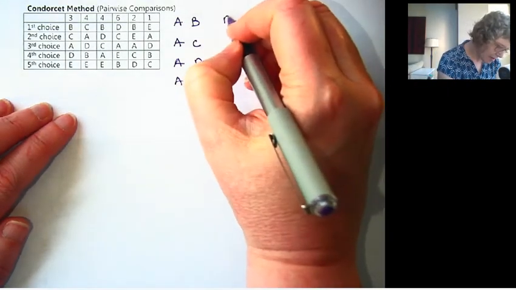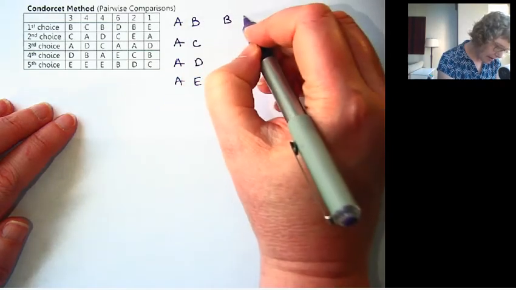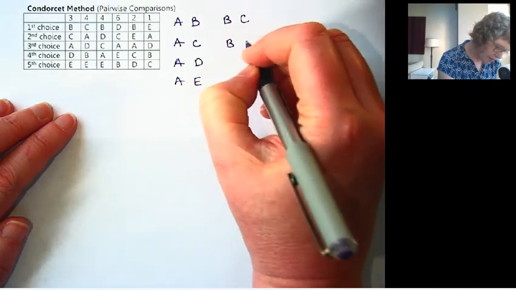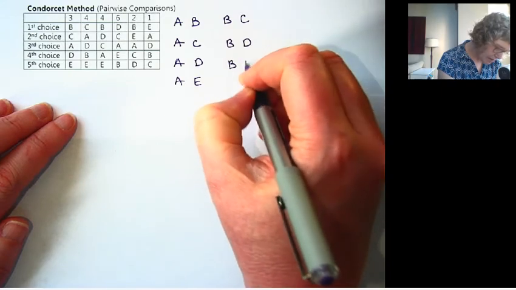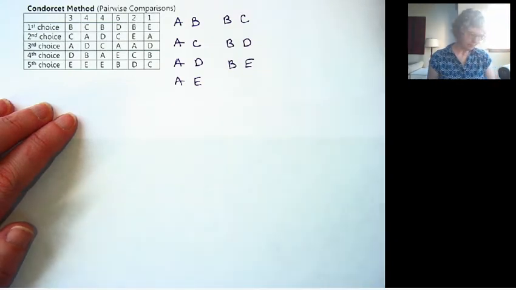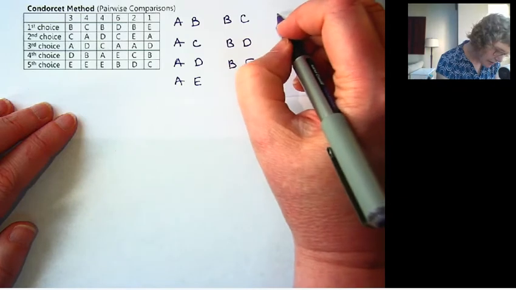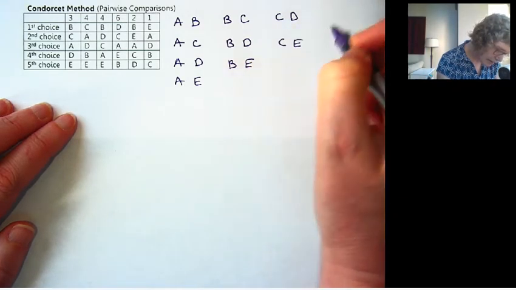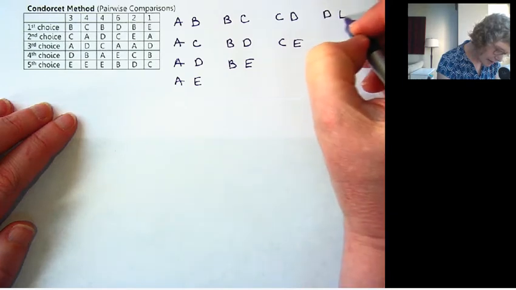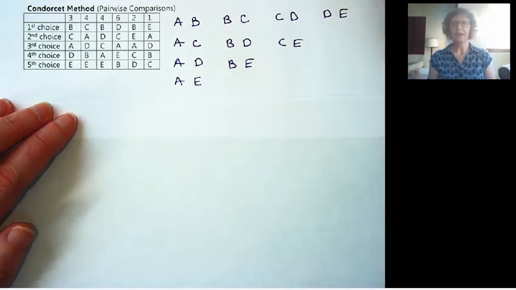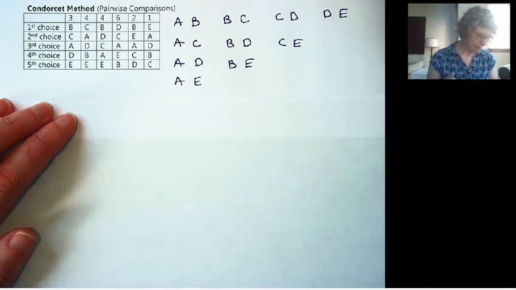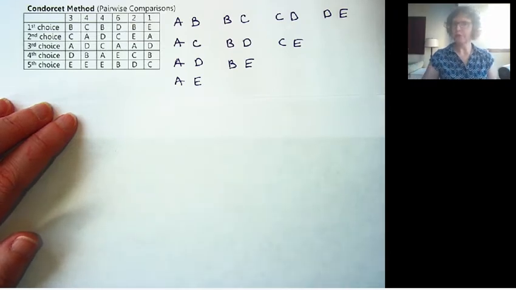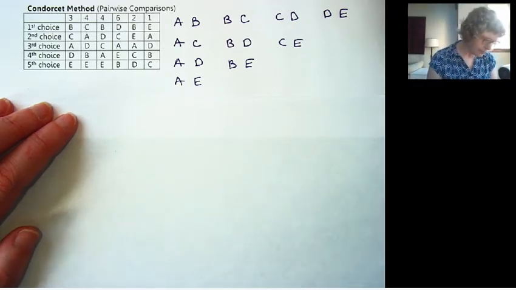Now I'm going to go B. We've already done B with A. So B with C, B with D, and B running against E. That's all the B's. So then C, D, C, E, and lastly D, E. So this again is a little tedious, kind of like the Borda count, but we've got to do it by hand so we can understand how it works. Then we would have computers programmed to do this.